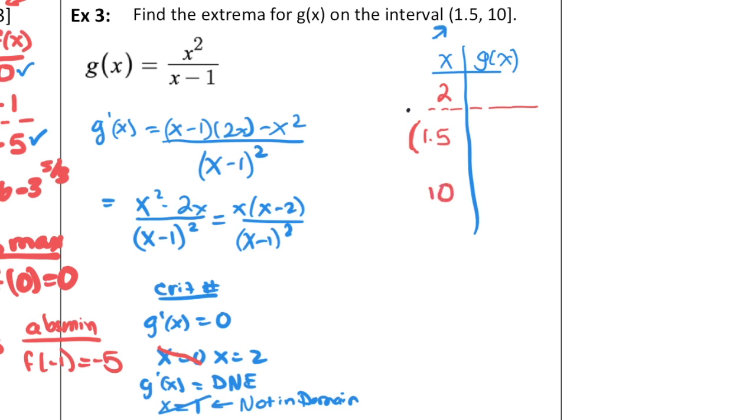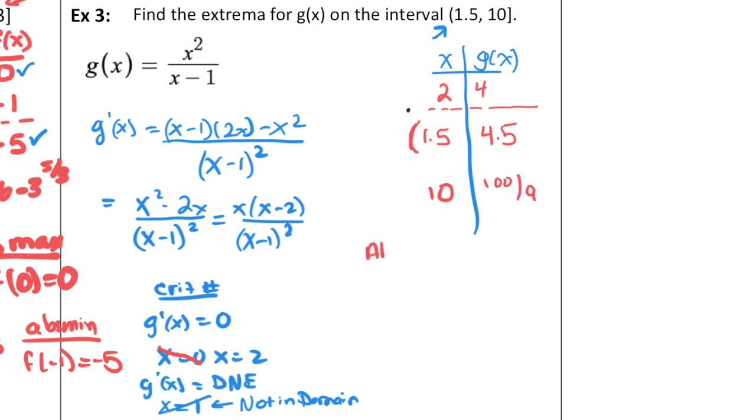Substitute the 2 into g of x. We come up with 4. Substitute your 1.5 in for g of x, we come up with 4.5, but remember, we're not actually touching that 4.5. When you substitute your 10, you get 100 over 9.